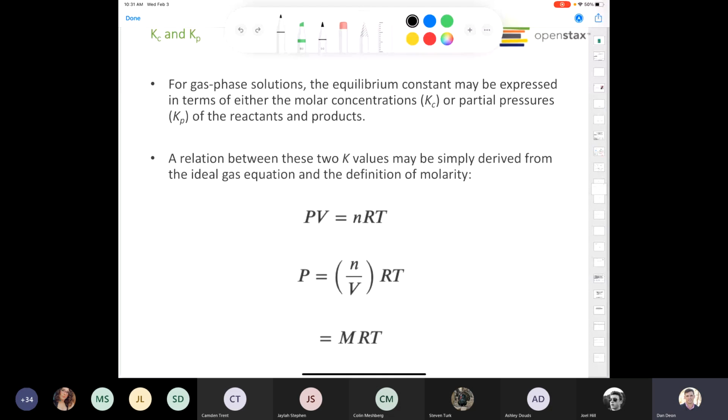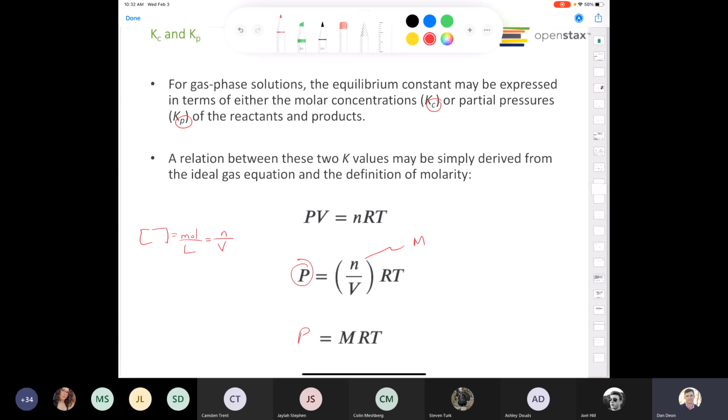Well, could we derive an equation that relates pressure and concentration? And the answer is yeah, absolutely we can. Okay. If we take PV equals nRT and we solve for P, we can factor out the n over V. And we know that concentration, which is in moles per liter, is the same thing as the number of moles divided by the volume. So this is concentration right here, this is molarity. So we can derive this expression: P is equal to MRT.